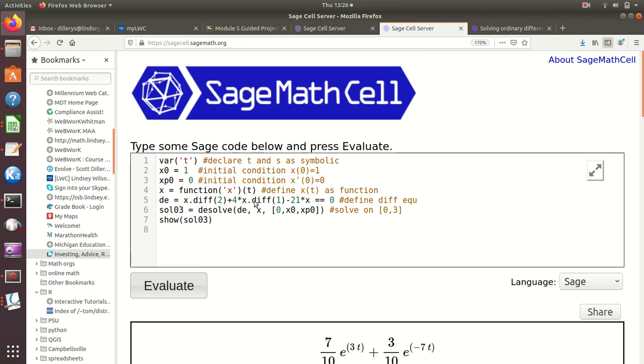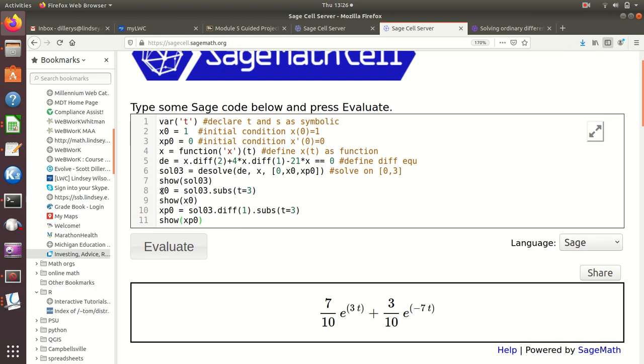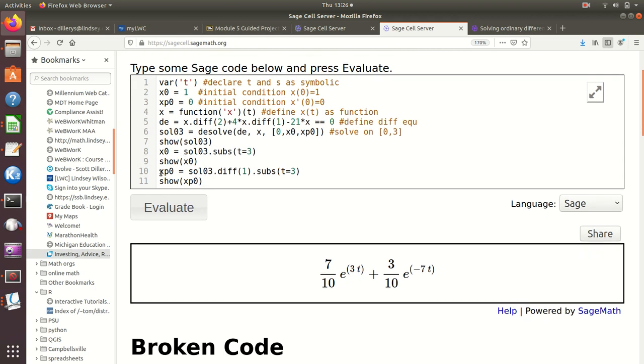So that looks great. Then what we need to do is get the new initial conditions. I said my new x0, or initial value of x, is going to be that solution up here, solution from 0 to 3, with t equal 3 in it. Then I show that to make sure everything's working okay. And for x prime, I take that solution up there, take the first derivative of it, so diff1, substitute in t equal 3 and show that.